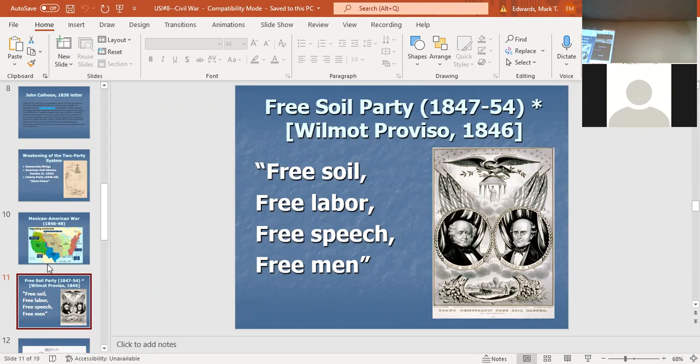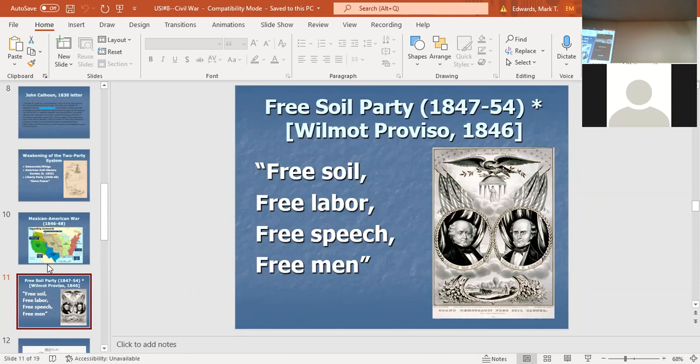But they will start in 1854. Guess what the first slogan of the Republican Party was? Anyone want to guess? Anyone want to guess what the first slogan of the Republican Party was? A purely sectional party that will put their candidate in office in 1860. What was their first slogan? It begins with the word free.